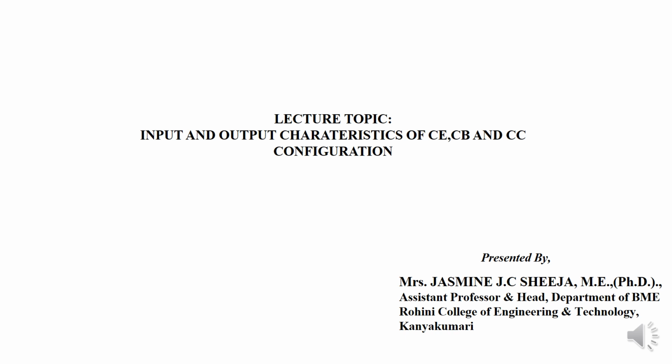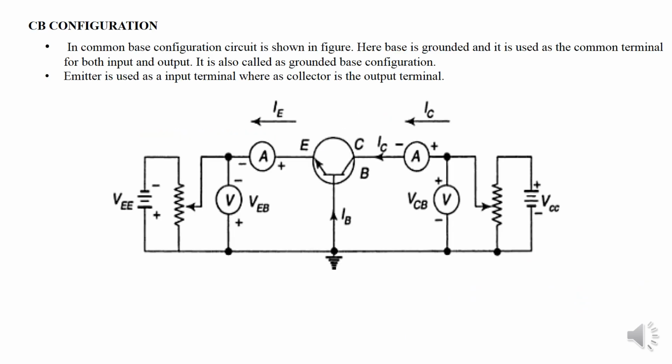Let us see the input and output characteristics of the CB, CE and CC configurations. CB configuration: this is the circuit diagram of the CB configuration. Here the base is grounded and used as a common terminal for both the input and output. It is also called the grounded base configuration. The emitter is the input terminal, whereas the collector is the output terminal.